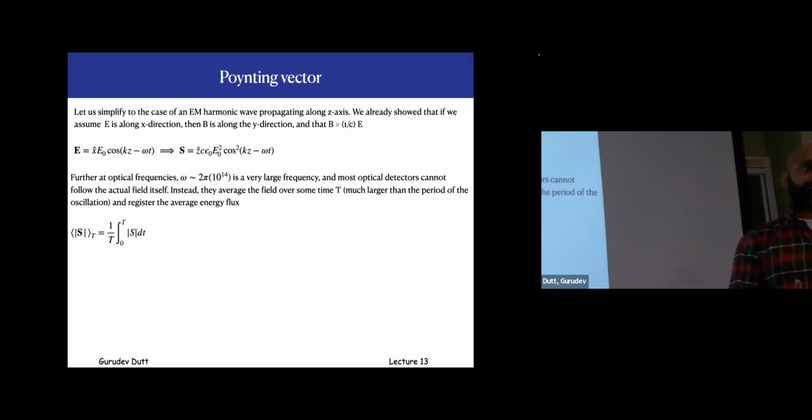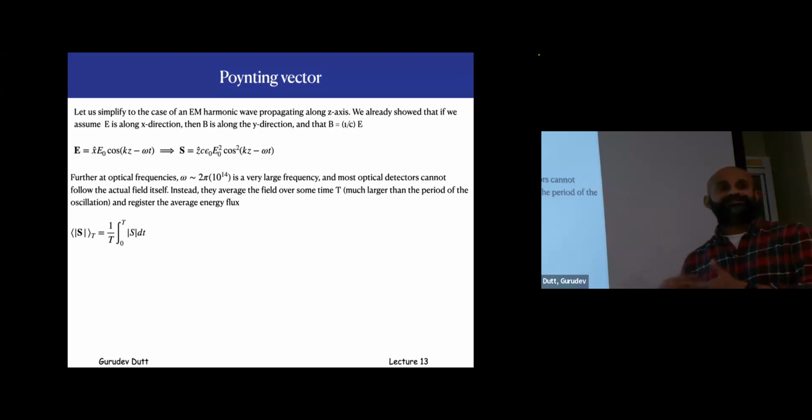Now, microwaves have a longer time period than that, because microwaves are about 10 to the 9 hertz, which means their typical wave time scale is about a nanosecond. So you can build detectors that directly follow the microwave field, and you can actually observe the oscillation of the microwave electric or magnetic field. But for optical frequencies, it's very hard to build such a detector.